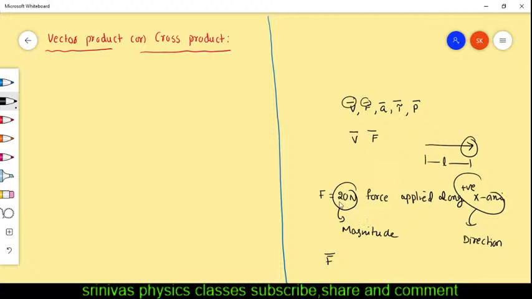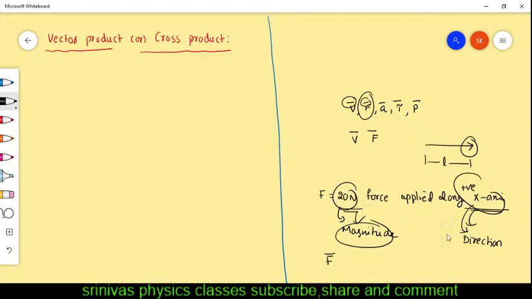Firstly, what I said is that the force vector is, actually, a vector means a physical quantity. Force is a physical quantity. Force is a vector. Force has a magnitude and a direction. Say a 20 Newton force is applied along the positive x-axis. This 20 Newton is said to be the magnitude, and the positive x-axis is the direction.